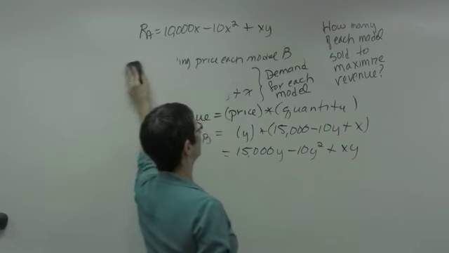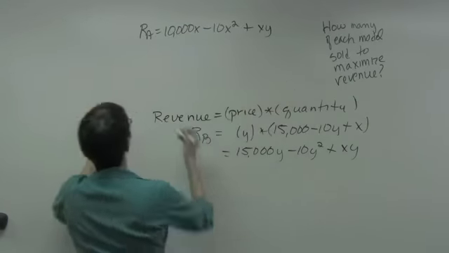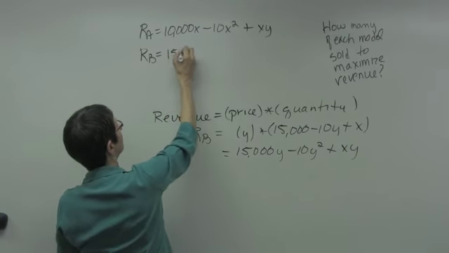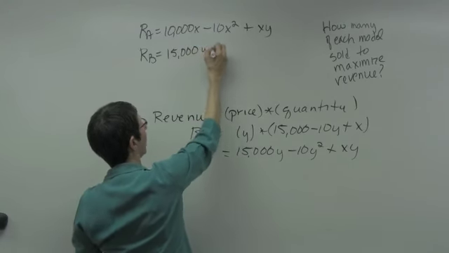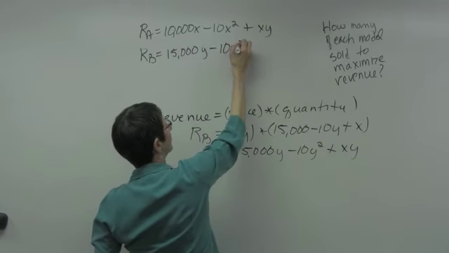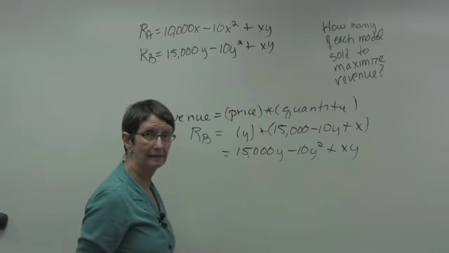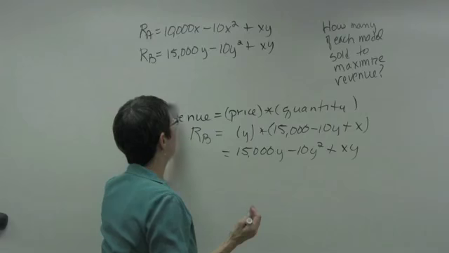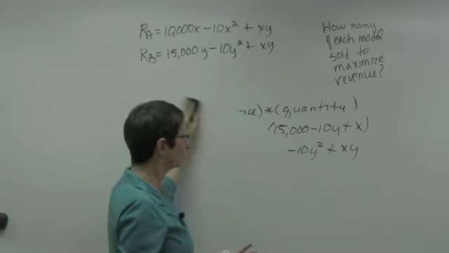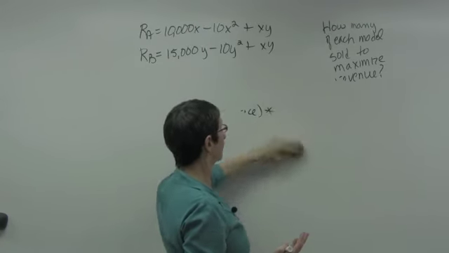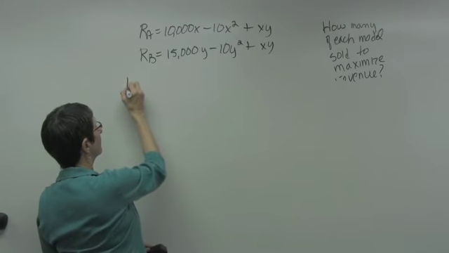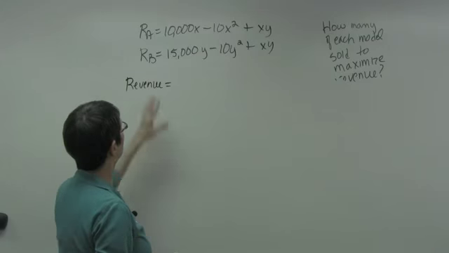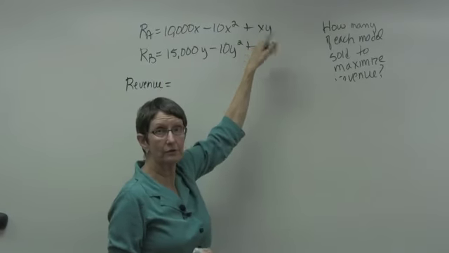Okay, well, let's see if we can put these together. Revenue for A, revenue for B, 15,000Y minus 10Y squared plus XY again. Okay. Two revenues, but it says maximize revenue. So really there's only one revenue. So we add these together. So my revenue function is equal to, well, the only thing that goes together is the XY.